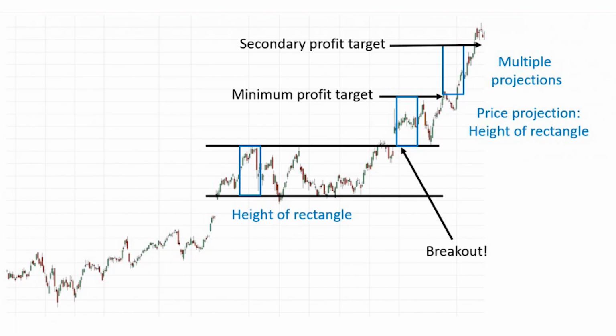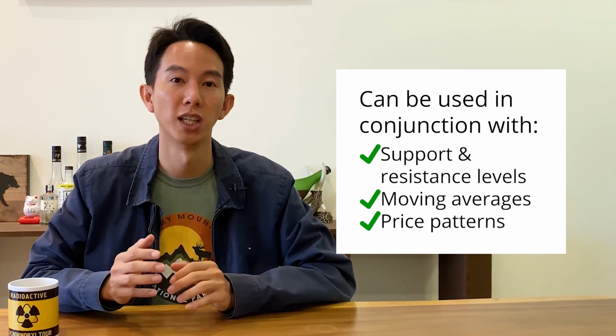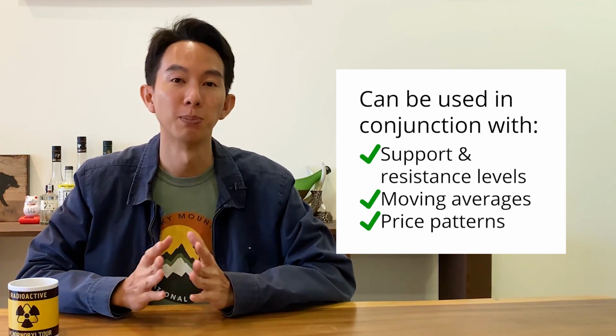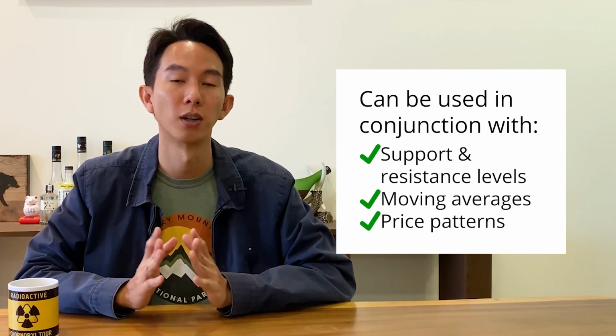In the chart above, the maximum height of the rectangle is indicated by the blue rectangular box, which is then used as a price projection at the breakout point. The black horizontal arrow indicates the price level, which serves as the minimum profit target for the rectangle pattern breakout. This price projection technique can be used in conjunction with other methods such as support and resistance levels, and if there's any confluence, it gives an added layer of confirmation.